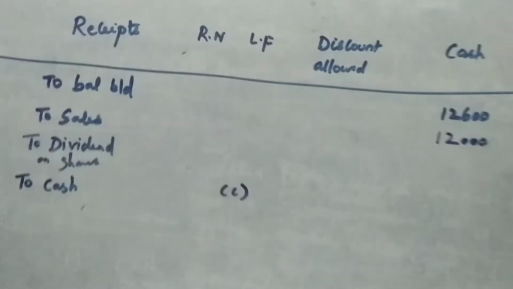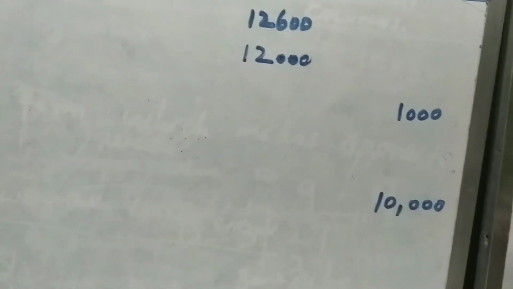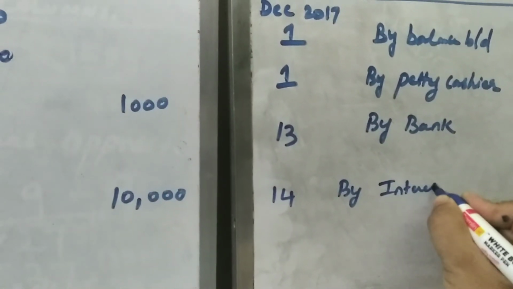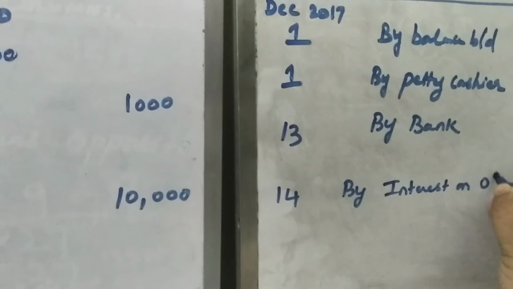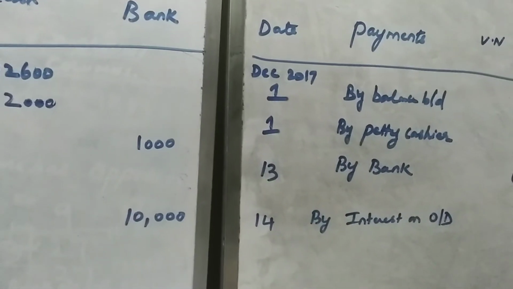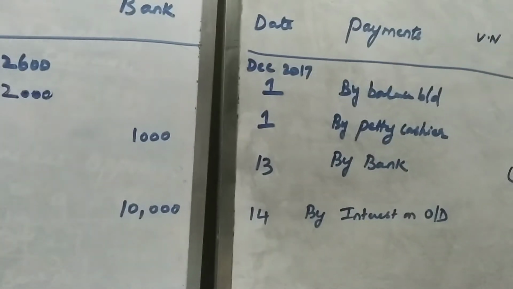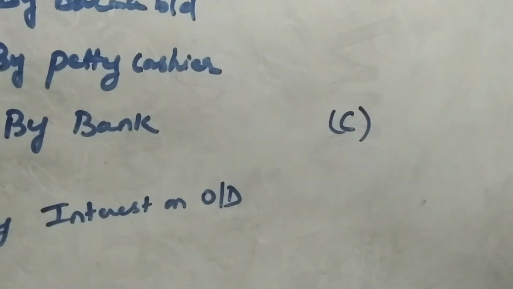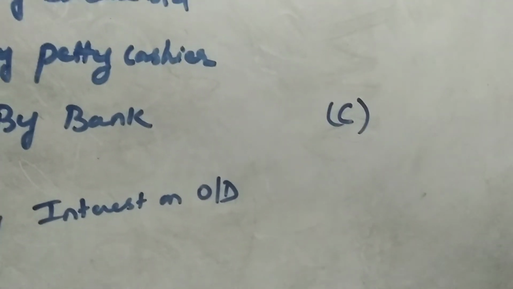The next one, interest charged by the bank for bank overdraft. So it is a payment. So you will write by interest on OD. OD stands for overdraft. What is the amount? 1,500. This 1,500 should be written in the bank column.